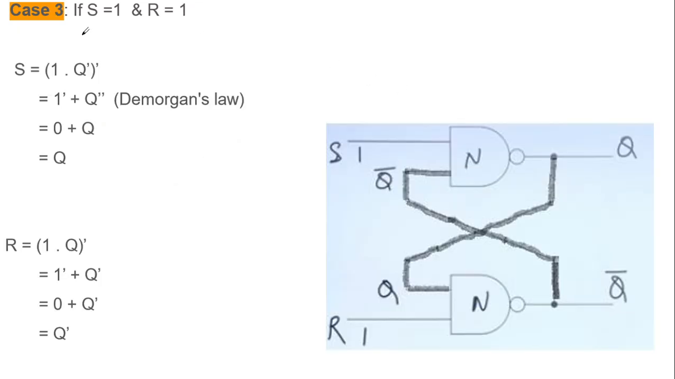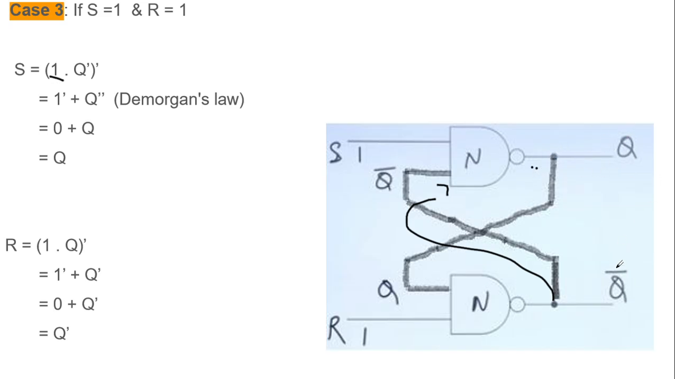Now case number 3, if S is equal to 1 and R is equal to 1. Both of my inputs are the same, which means I am not sure of my value, because none of my inputs is 0. So I can't predict here. What I did is substitute it. We know the value of S, which is nothing but 1. When you analyze this figure, I took Q dash and set a connection over here, and I borrowed Q and put a connection over here, because you know the value here, right?